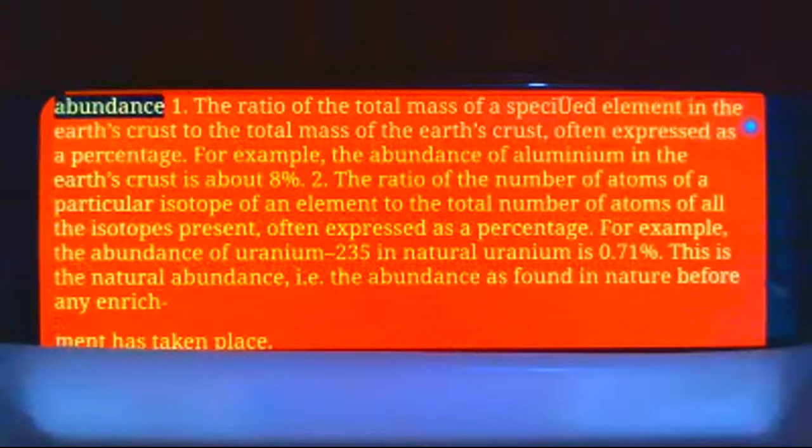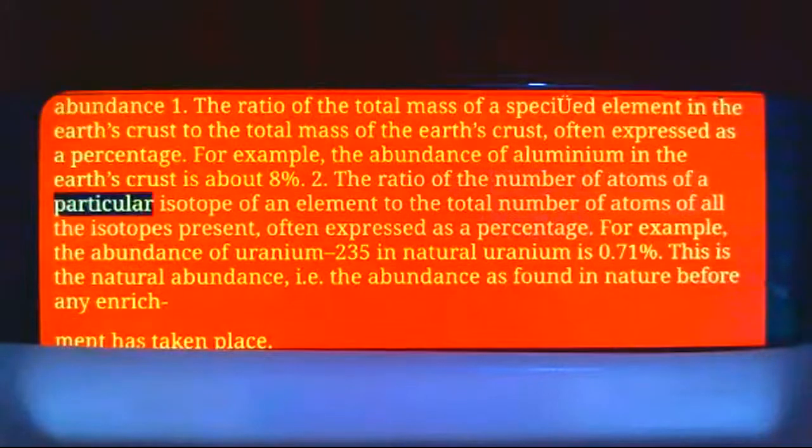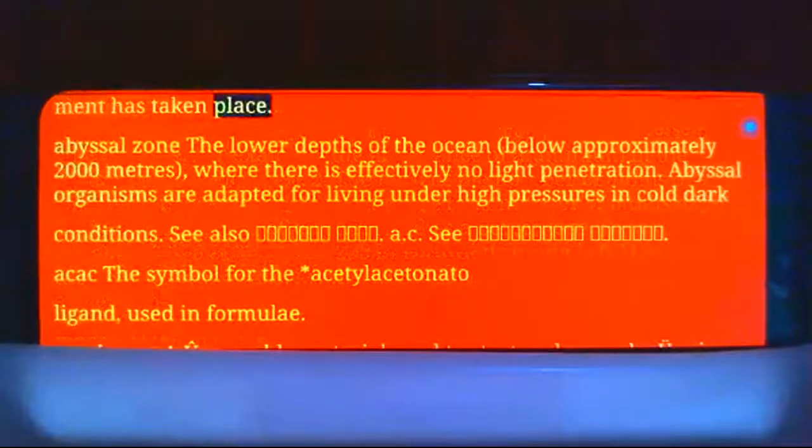Abundance. 1. The ratio of the total mass of a specified element in the Earth's crust to the total mass of the Earth's crust, often expressed as a percentage. For example, the abundance of aluminium in the Earth's crust is about 8%. 2. The ratio of the number of a particular isotope of an element to the total number of atoms of all the isotopes present, often expressed as a percentage. For example, the abundance of uranium-235 in natural uranium is 0.71%. This is the natural abundance, i.e. the abundance found in nature before any enrichment has taken place.